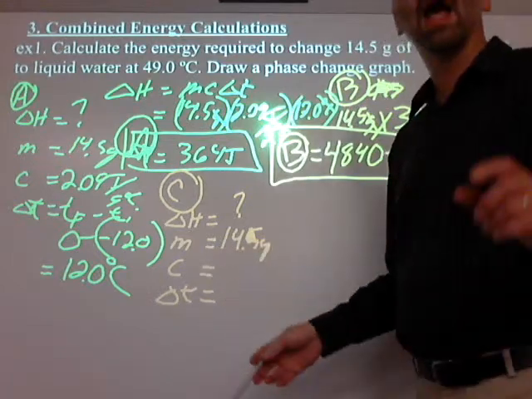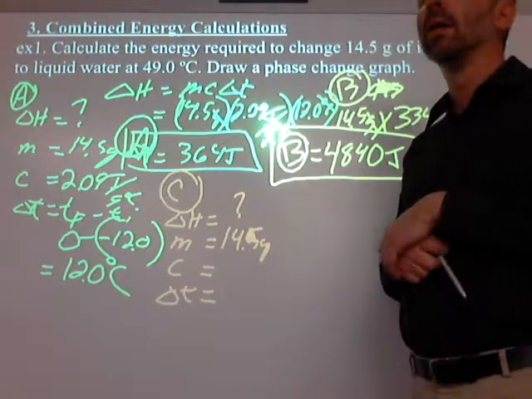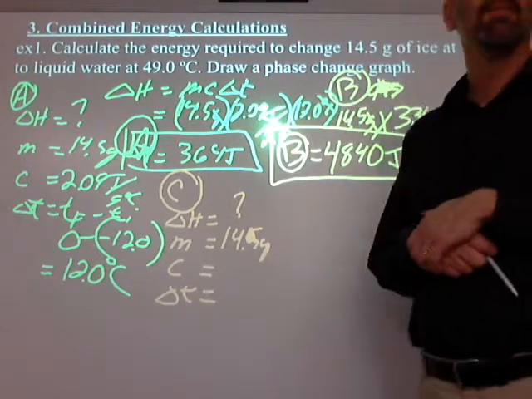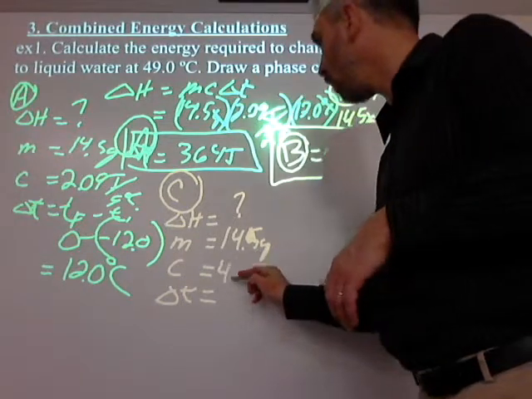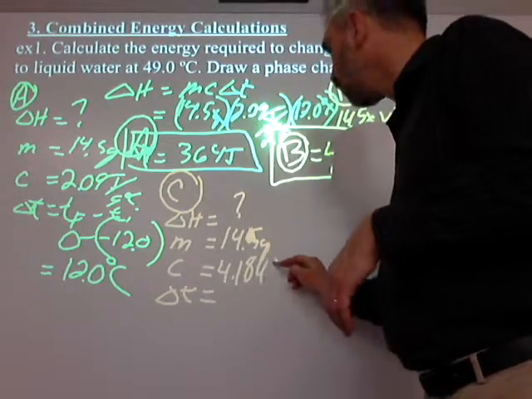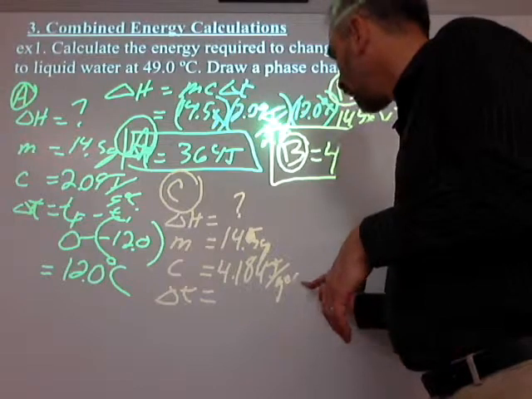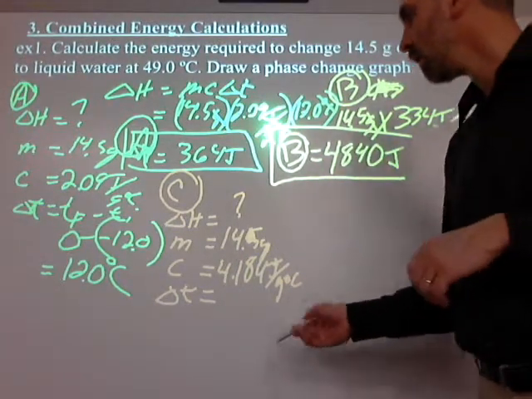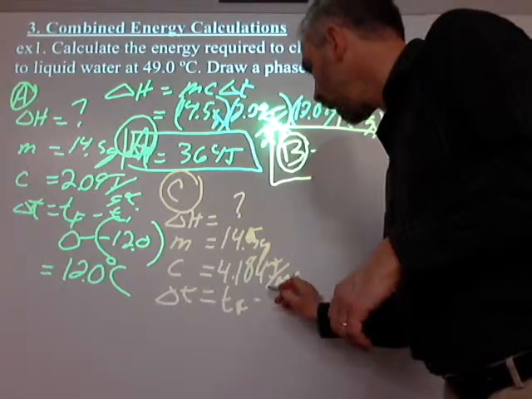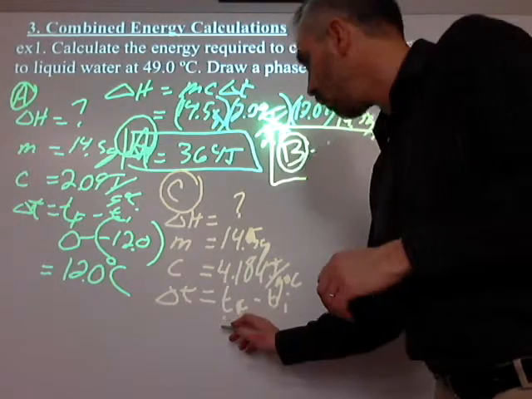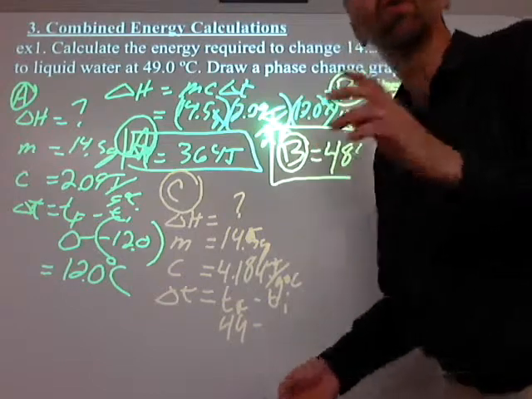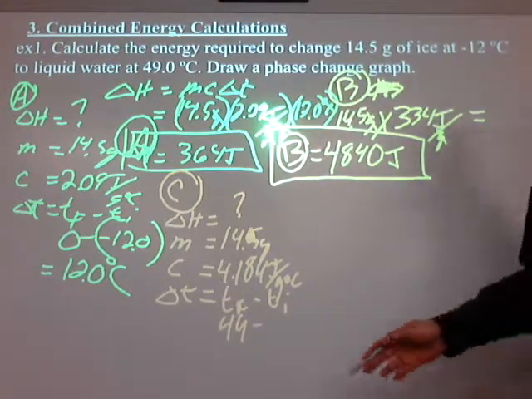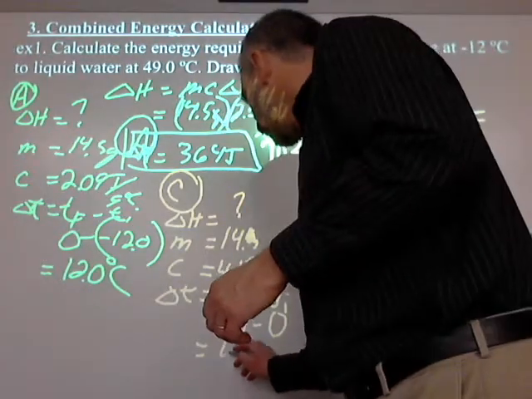The specific heat now is not 2.09. It's 4.184 joules per gram degrees Celsius. And what's my delta T? 49 degrees. TF minus TI. So 49 is where you ended up, and you started this time not at minus 12, but at 0. So it's basically 49 degrees.